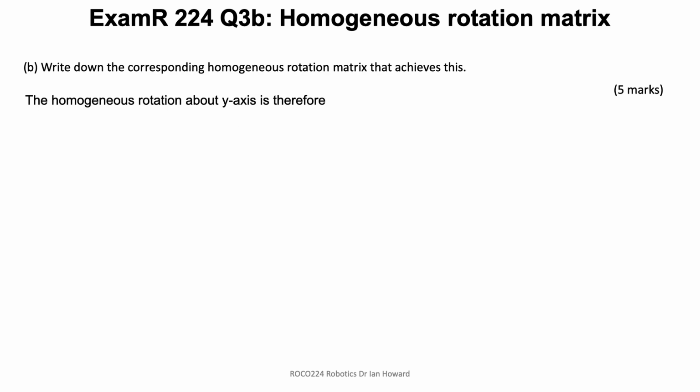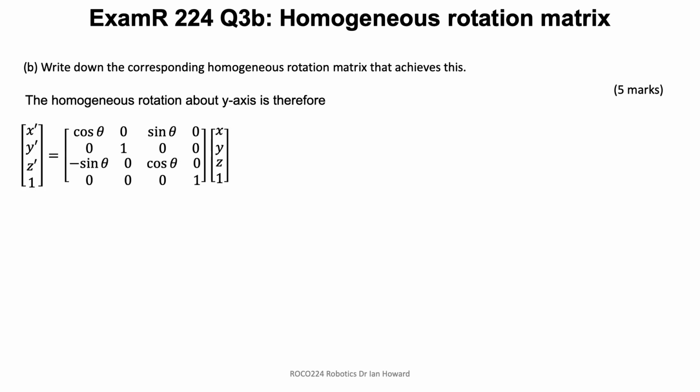Now it wants us to do something also quite simple. It wants us to write down the corresponding homogeneous rotation matrix. The rotation matrix is just 3 by 3, and the homogeneous matrix is composed of the rotation component, the 3 by 3 part, which is on the left at the top. So that's our rotation matrix. It's composed of no translation here, so 0, 0, 0, and the last row is 0, 0, 0, 1 always.